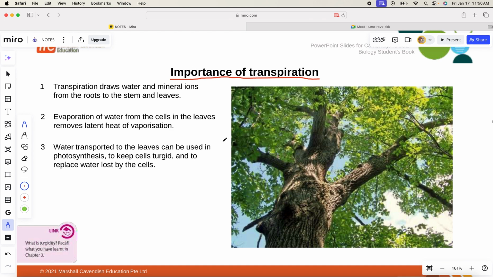Okay. Now, one benefit or one importance of transpiration is that transpiration draws water and mineral ions from the root of the plant to the stem and the leaves of the plant. Without transpiration, the plant will have enough water. The plant will be so comfortable, the plant will never draw water from the ground. If it doesn't lose water, it will not drag water from the ground.